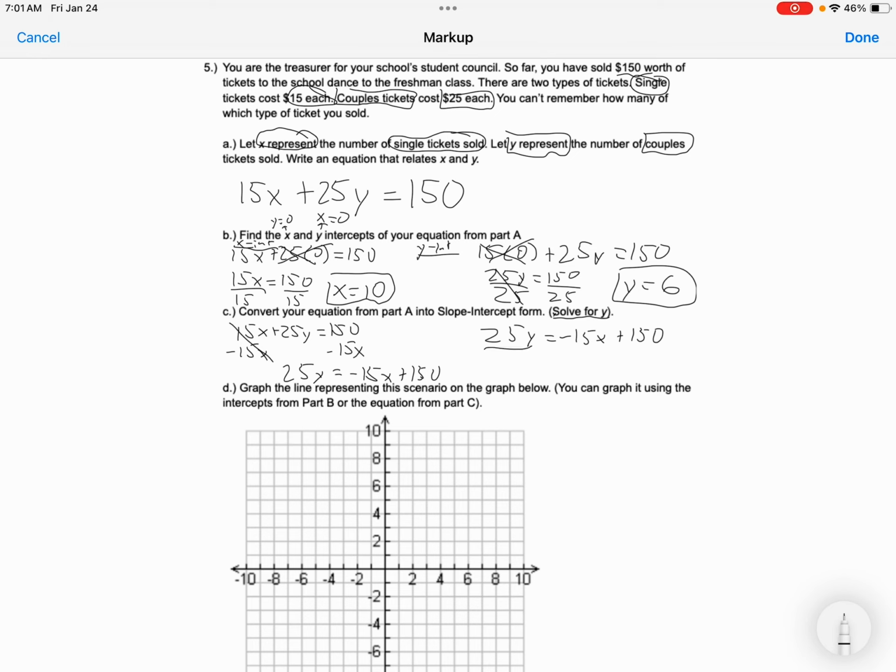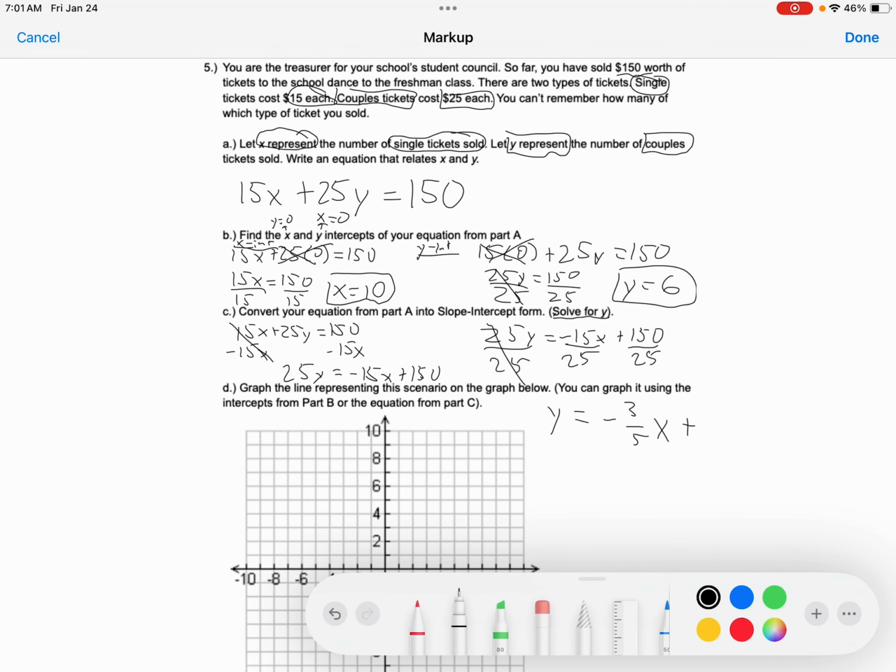Then to solve for y, I would need to divide by 25, so I'm going to divide each of these by 25. I've run out of room a little bit, so I'm going to do this down below by the graph. This 25 divided by 25 would cancel out, giving me just y. The negative 15x divided by 25 would give me negative 3/5 x. And the 150 divided by 25 would give me a positive 6. So this is the equation in slope-intercept form.